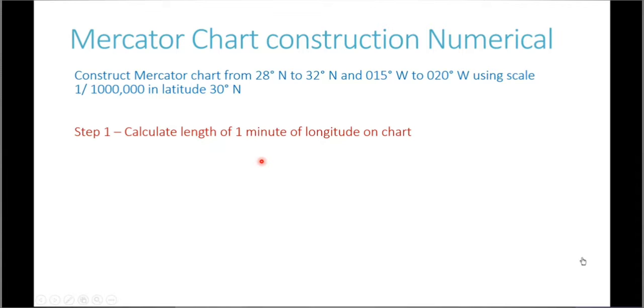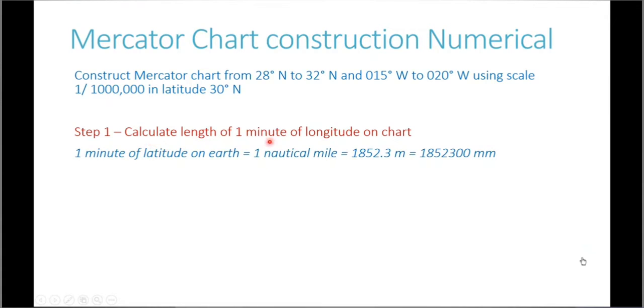Why we are interested in the length of 1 minute of longitude is that 1 minute of longitude is of a fixed length. So you can go to any part of the chart, and that 1 minute of longitude will be of a fixed length. So it gives us a very convenient unit to construct the chart. We cannot use latitude here, because if you measure the length of 1 minute of latitude, it keeps on changing. At the bottom of the chart, it may be something else. At the top of the chart, it may be something else. So it doesn't help us much to construct the chart.